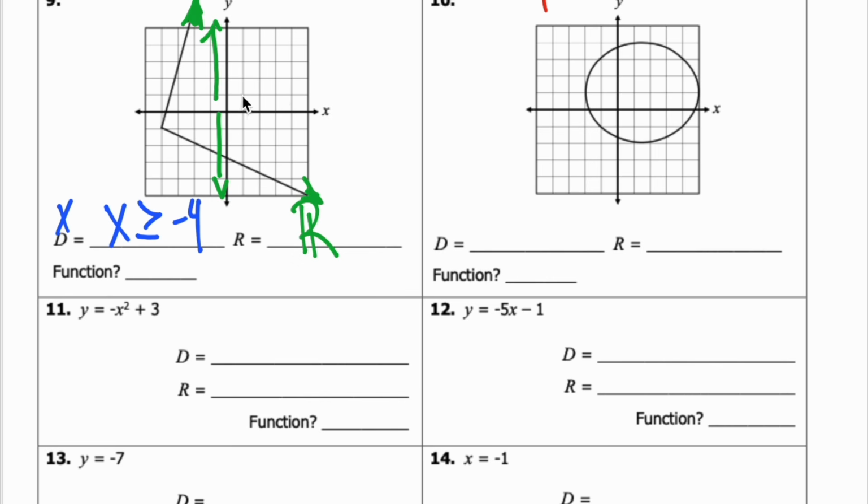Okay, let's take a look at number 10. And I'm taking my time to go through these because if you're not familiar with them, they can seem a little intimidating, but it just takes practice to know what you're looking for. Okay, so they're asking us for number 10, what is the domain of our circle?